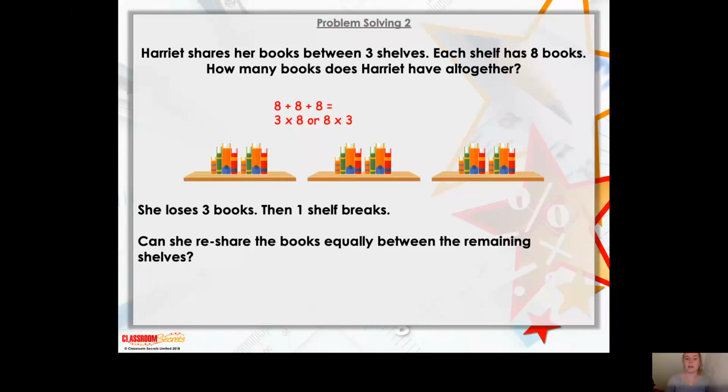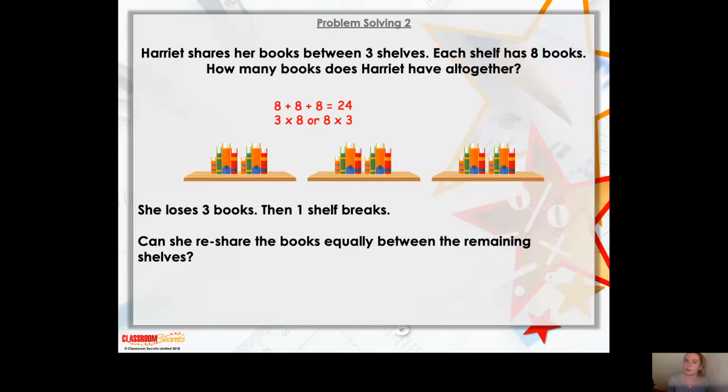We can write 8 plus 8 plus 8, or 3 multiplied by 8, or because of the commutative law, 8 multiplied by 3. Does anybody know what 8 plus 8 plus 8 or 3 multiplied by 8 is? Yes, that's right. Well done, it's 24. So she has 24 books altogether. Now something happens. She loses 3 books. Oh dear.